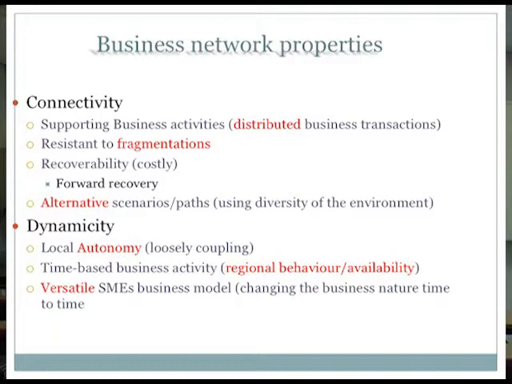Now, let's talk a little bit about these business network properties, because now we are talking about distributed systems in service-oriented computing. The first thing that we may have is fragmentation in the network. We cannot access some specific coordinator. Then we have recoverability. To avoid paying the whole cost of recoverability, that means coming back to the first step, we have forward recovery. Forward recovery relies on alternative scenarios or alternative paths inside of a transaction.